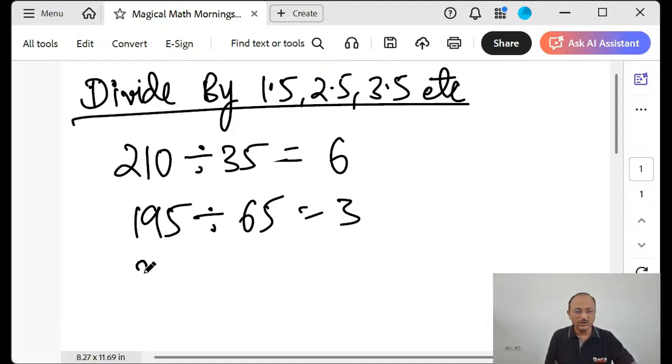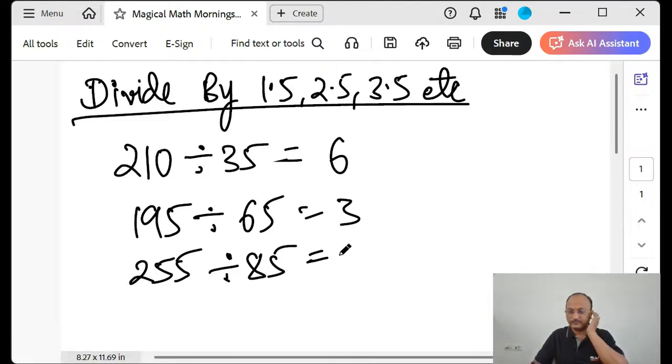Let's take this: 255 divided by 85. Yes, 17 threes are 51. That's it, correct? Perfect. This becomes 510, this becomes 170. 17 threes are 51. Let's try this one.